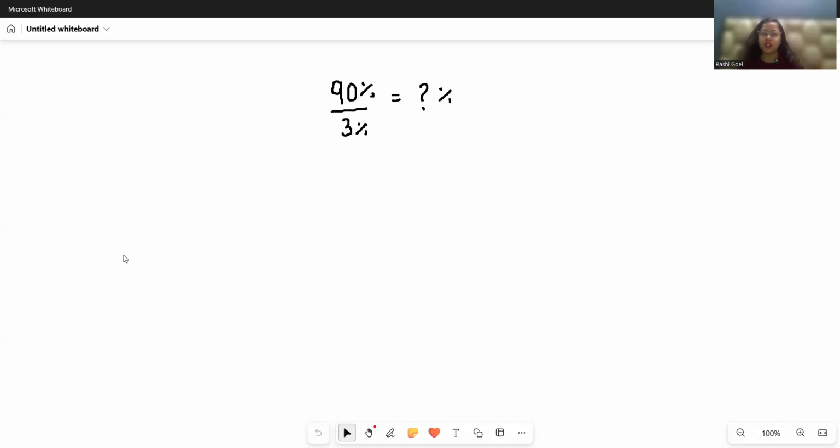So we are going to solve this percentage problem that many people fail to solve, because what they do is cancel out the percent with percent and get 90 divided by 3 as 30, which is a wrong answer. Yes, you heard it right.